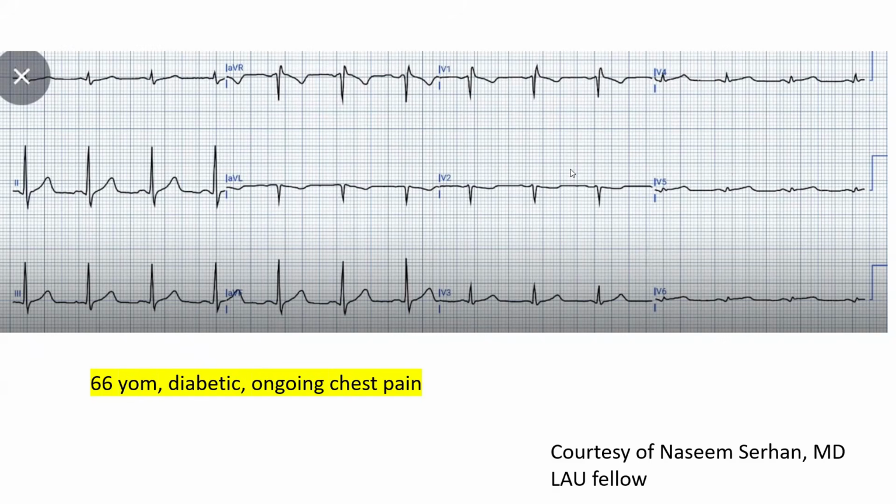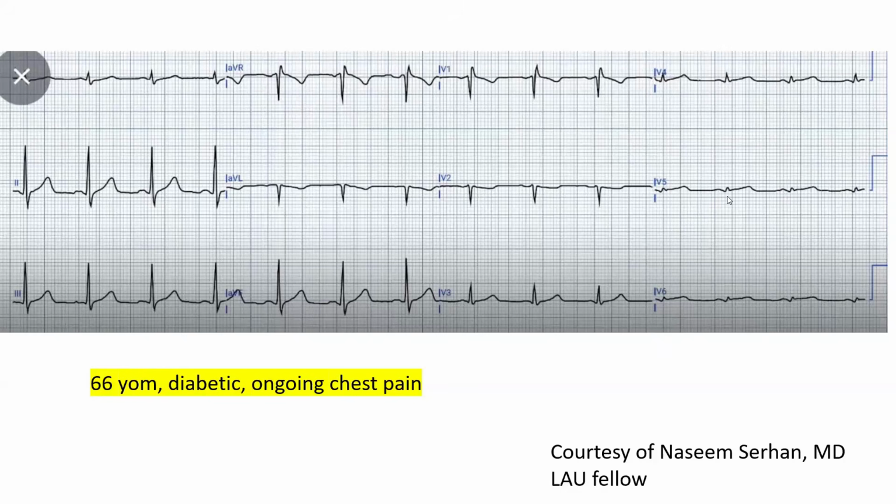This is another EKG shared with me by one of my fellows, Nassim. I love this EKG. This is a 66-year-old diabetic man with ongoing chest pain. At first look, it may seem that the EKG is normal, but look more carefully for subtle signs. And the most important finding to me is here in leads V5 and V6.